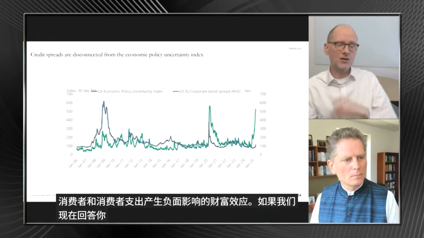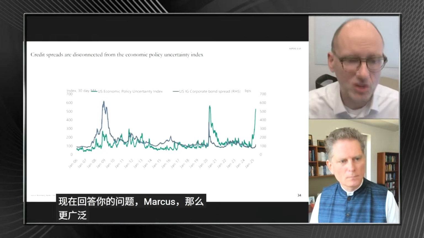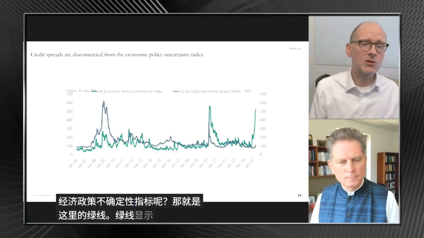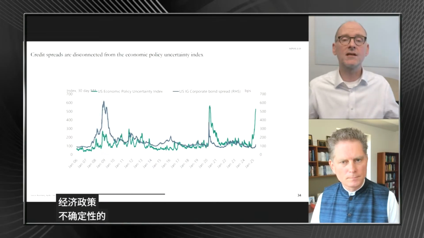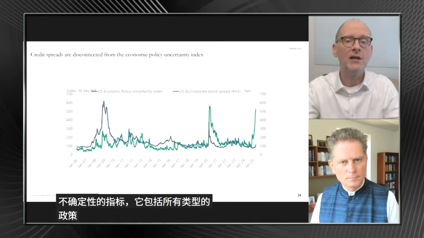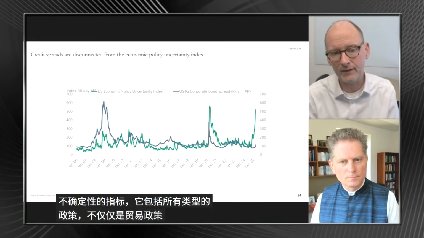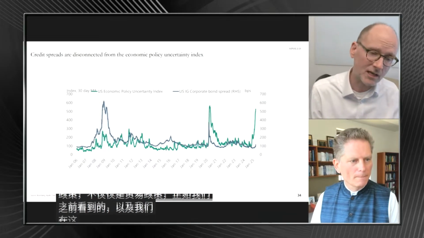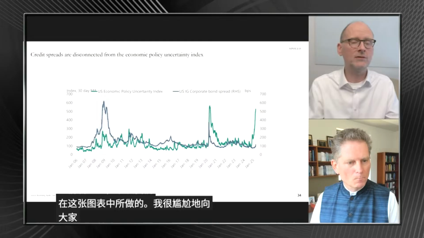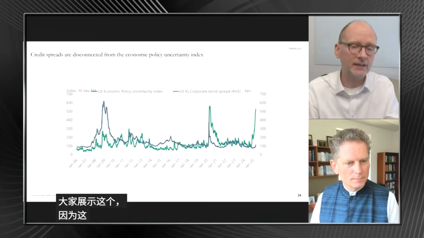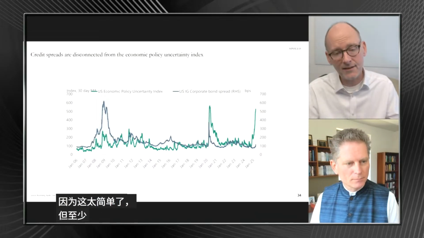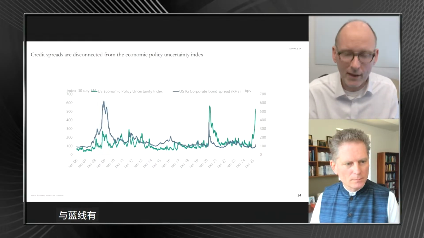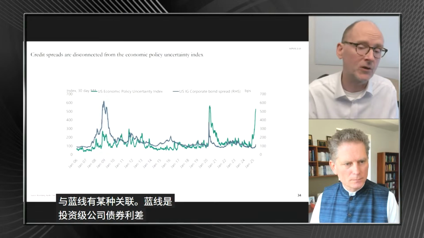If we now turn to your question, Marcus, about, well, what about the broader measure of economic policy uncertainty? That's the green line here. The green line shows you the measure of economic policy uncertainty that includes all types of policy, not only trade policy as we looked at earlier. And what we have done in this chart here, and I'm embarrassed to show everyone on the call this, because this is embarrassingly simple, but it is at least the case that this has been somewhat related historically with the blue line, which is the investment grade corporate bond spread.